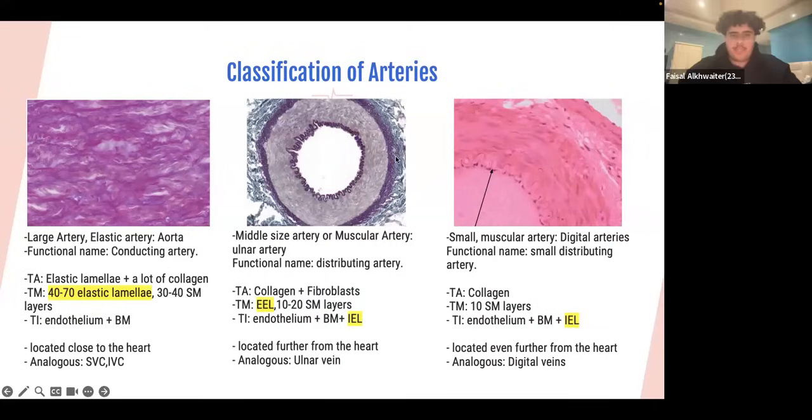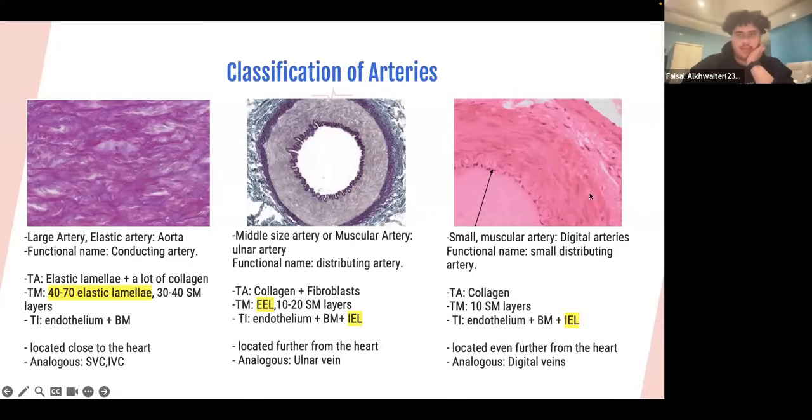So usually the external elastic lamella is between the tunica muscularis, or the tunica media, and the tunica adventitia. That's the external lamella, and the internal lamella is between the tunica intima and the tunica media.